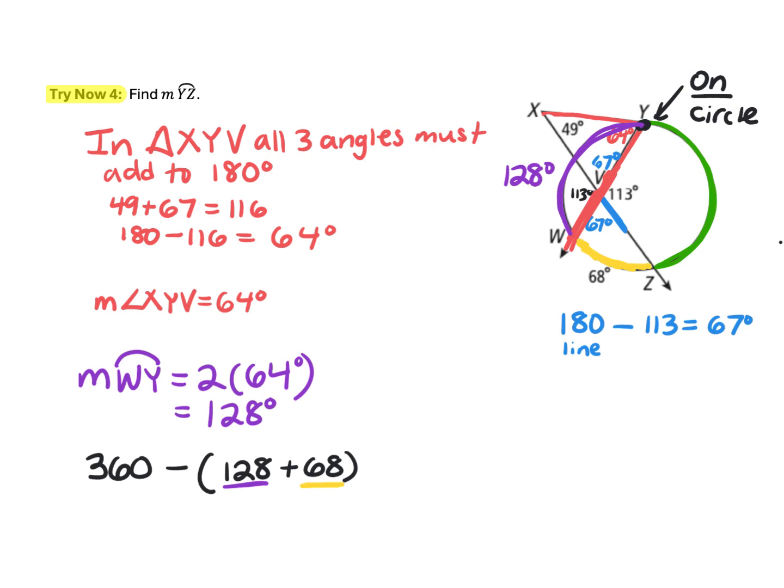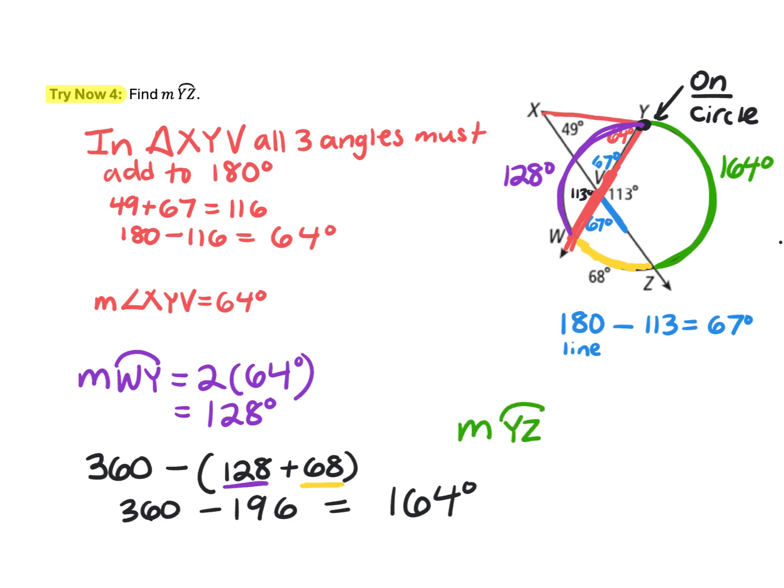And when we add those together, we get 196. So 360 minus 196 is equal to 164. And that means this angle right here is 164 degrees. So the measure of arc YZ, that arc is 164 degrees.